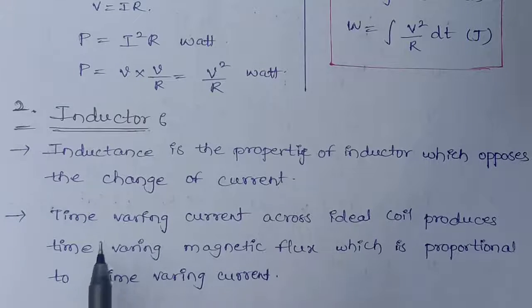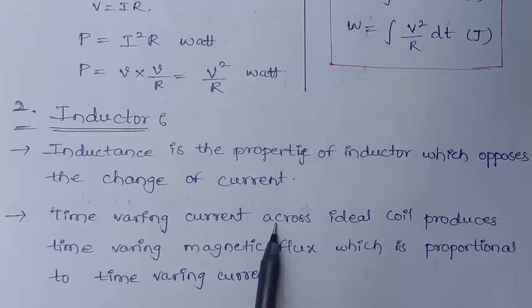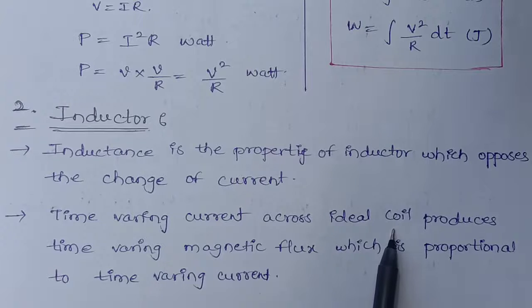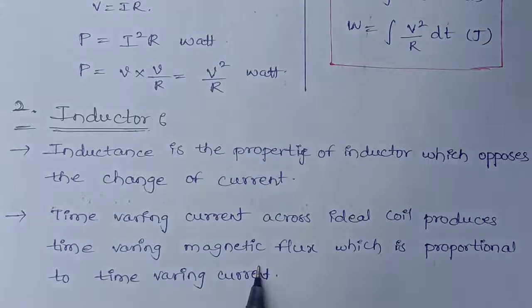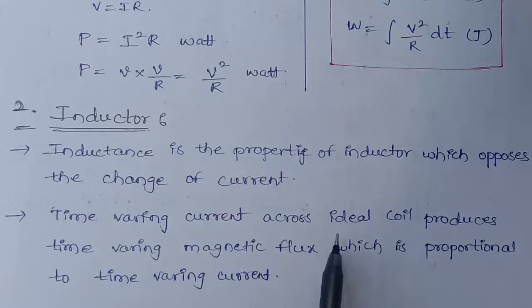And the second point is time varying current across an ideal coil produces the time varying magnetic flux which is proportional to the time varying current. Okay? Time varying current across ideal coil, that means time varying current through an inductor produces the time varying magnetic flux which is directly proportional to the time varying current. Okay, now we will see that.